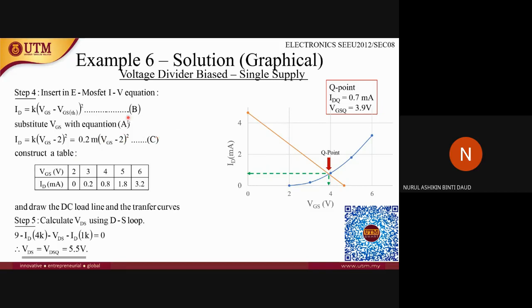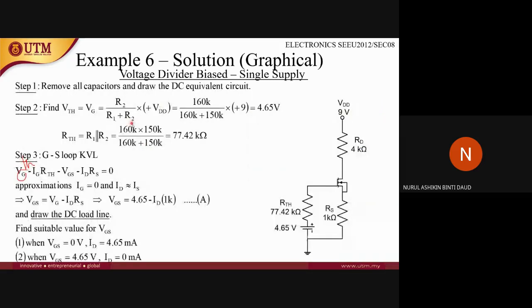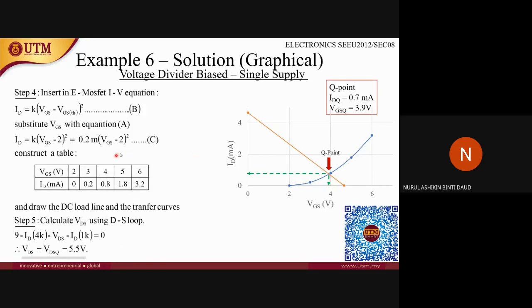It's up to you. Which one do you prefer? In this case, we start with the DC load line. It doesn't matter what kind of graph you want to find first. So from this shortlist equation, you can find the transfer curves, and then you will get the Q point here. And from this Q point, you will get the IDQ and VGSQ.